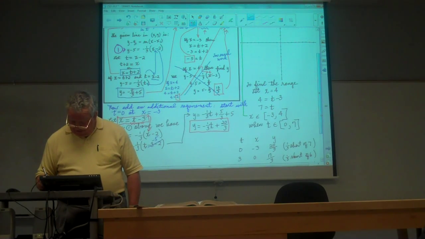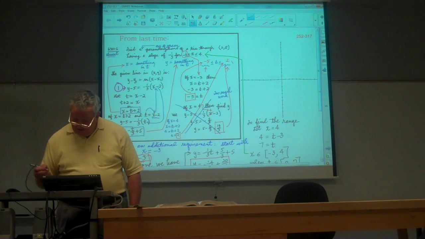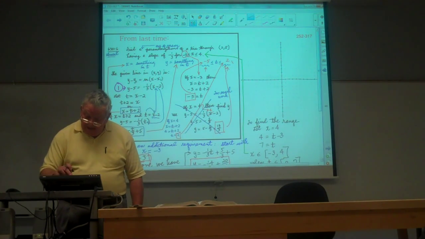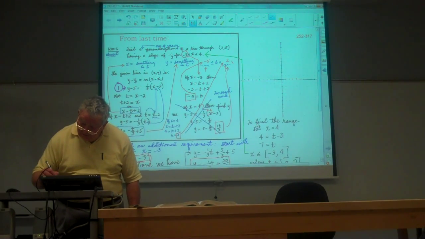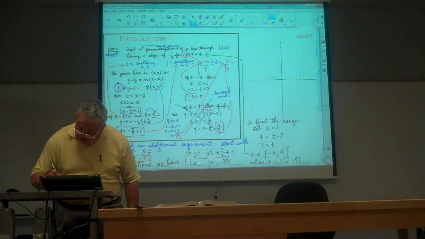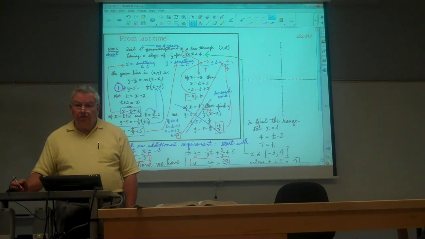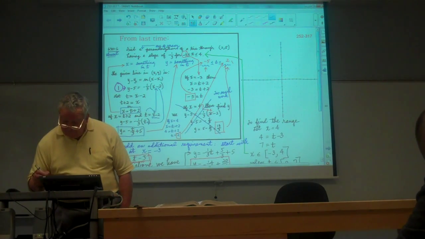If t is equal to 0, I get x equal minus 3, y equal 1/3 short of 7. So x is equal to minus 3: 1, 2, 3. 1/3 short of 7: 10, 9, 8, 7. So, can I say it's about there? Everybody agree? Okay.